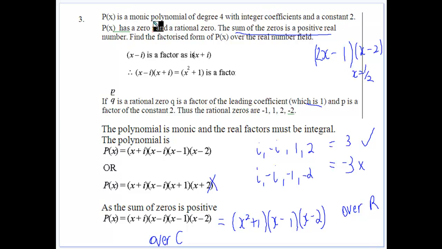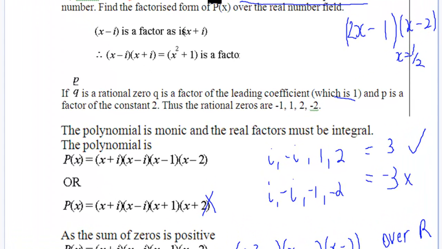The first part: P(x) is monic, which makes life easier. We've got a degree 4 polynomial with integer coefficients, which means they're all real, so there are a few more things that can come into play. The constant is 2, and we're told we've got a zero at i and rational zeros as well. Because it's got a zero at i, x minus i would be a factor, but also x plus i would be a factor. Because i is a root, so is minus i, since it has integer coefficients. That makes life a little easier because we can play with that.